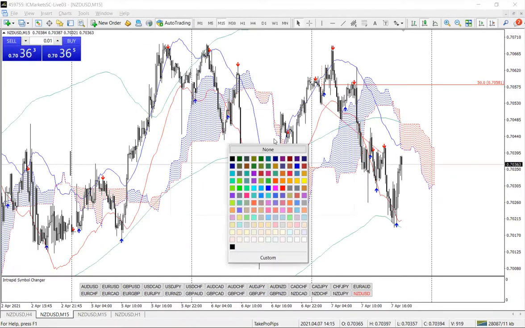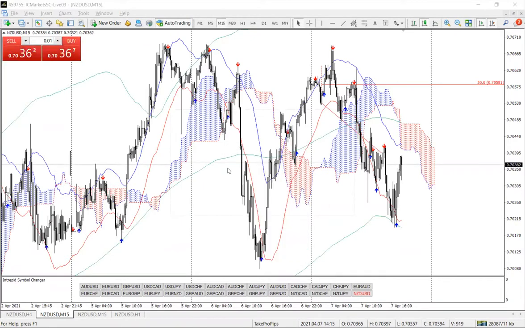Just put the Ichimoku, the standard one, and set the first three to none, and then just keep this as blue and this as red. So the up Kumo is blue and the down Kumo is red. That's all you need. And this is just a Bollinger Band indicator. Just put it at 20, 2, and that's it. This is all you need.